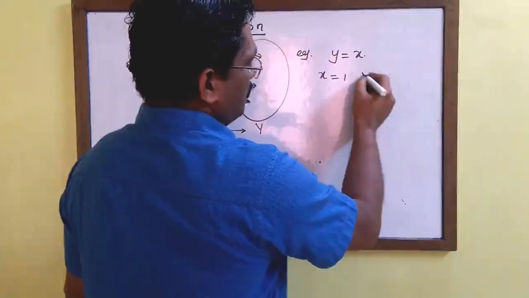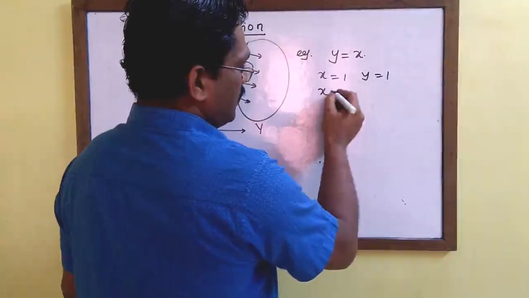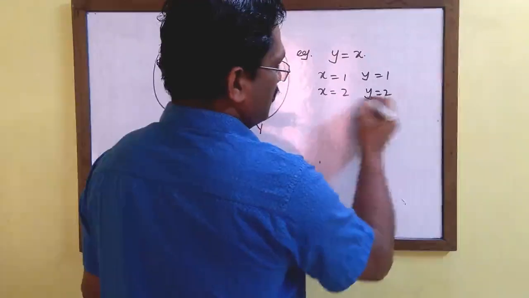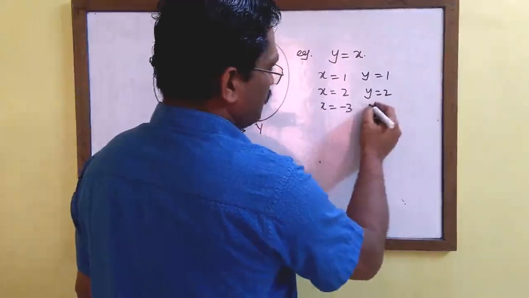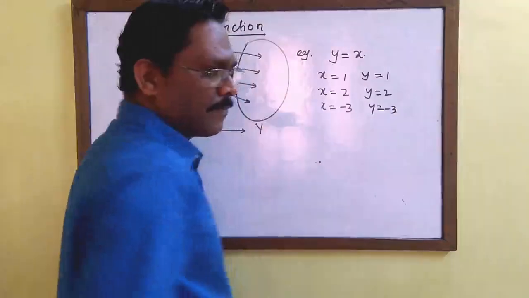If I put x as 1, y comes 1. Put x as 2, y comes 2. Put x as -3, y comes -3.